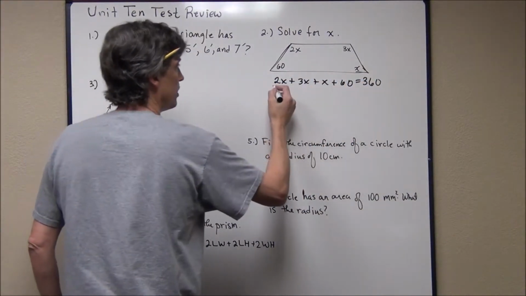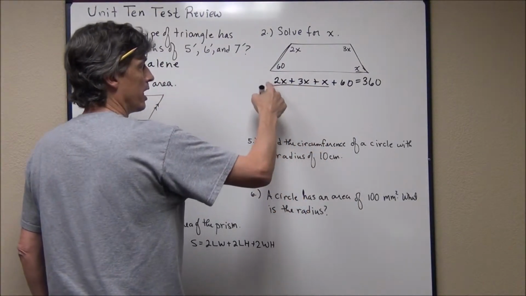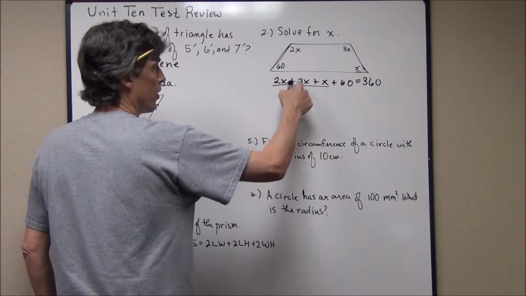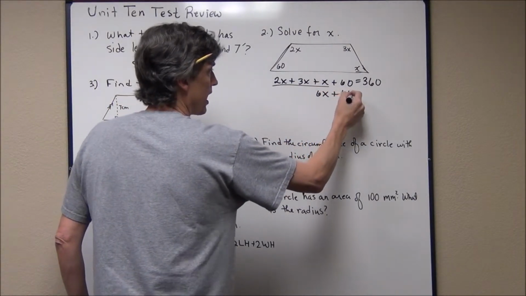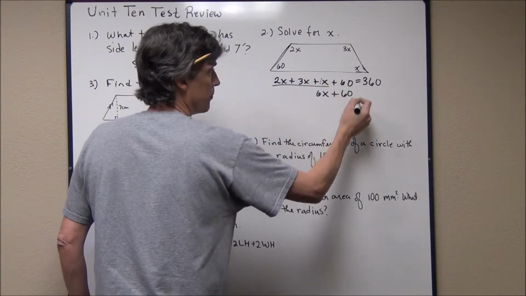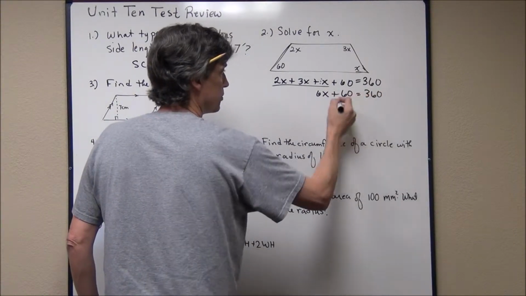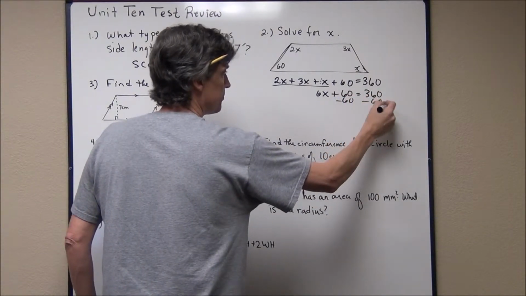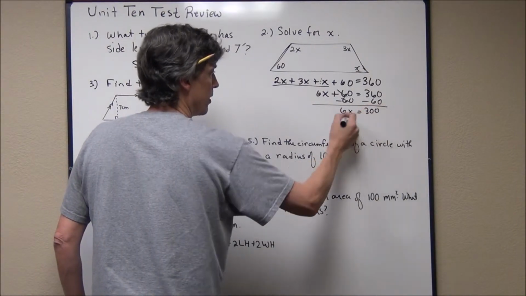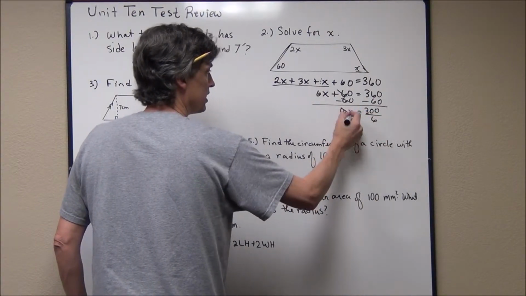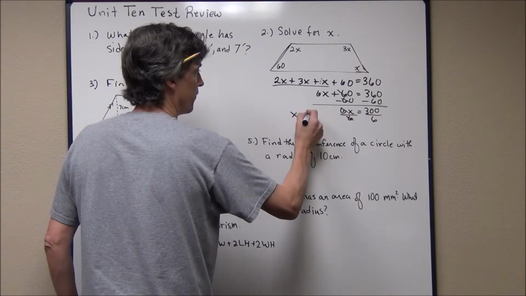Now it just becomes a little bit of an equation like we had back in first semester. 2x plus 3x plus 1x, these are like terms. This is 6x. I can combine those. Remember, this is like 1x there. Equals 360. I'm going to subtract 60 from both sides. And I get 6x equals 300. And I'm going to divide by 6 to solve for x, and I get x is equal to 50.